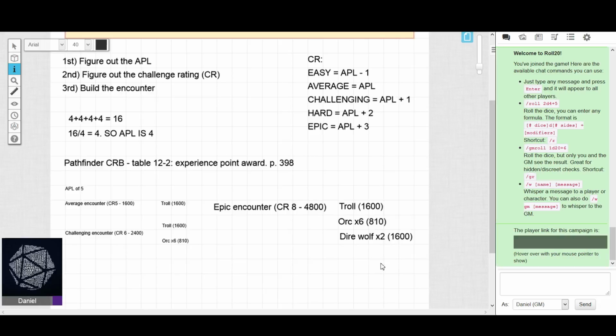Okay, so far so good. Now we have 800 experience left to work with. Well, strictly speaking, we have 790. But let's just allow ourselves to go 10 over budget again, and let's say we have 800 experience to work with. We again consult the table and see that 800 experience would equal a challenge rating 3 thing.